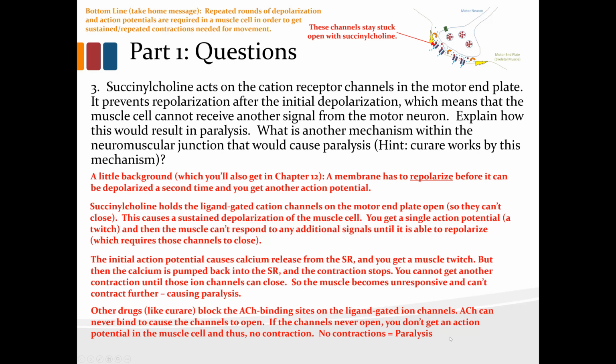So the bottom line, the take-home message, is that repeated rounds of depolarization and action potentials are required in a muscle cell in order to get the sustained or repeated contractions that you need when you want to move. So you have to be able to open these channels, close them again, reset the muscle cell, and repeat. You have to do that cycle over and over again in order to get more than one contraction in a muscle cell.